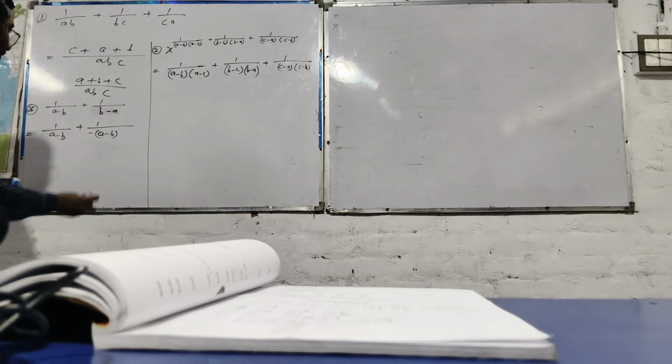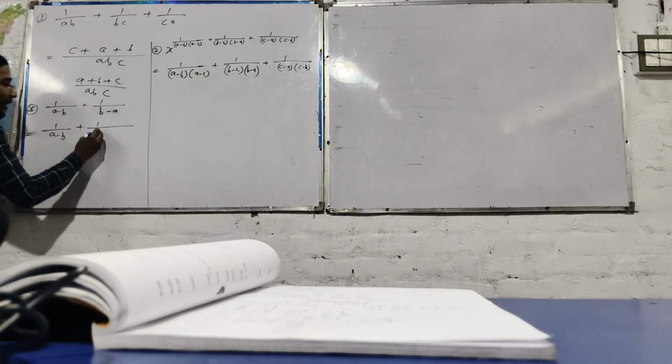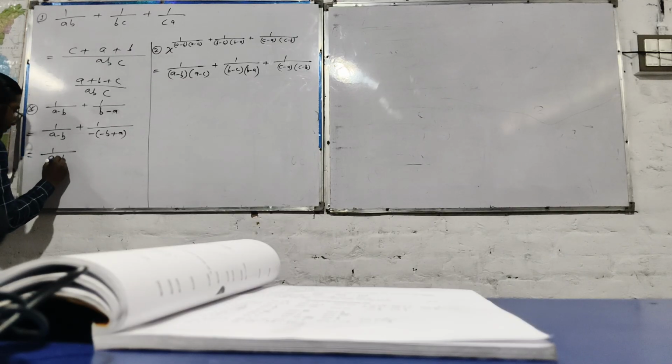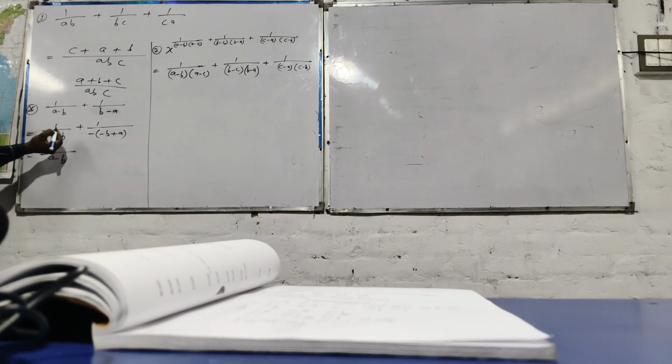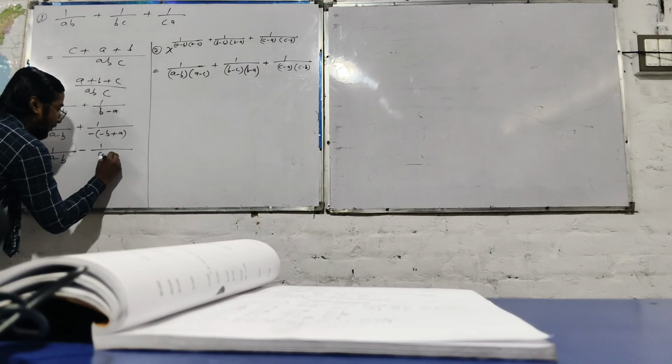In this time, if we take the minus common, what will happen? Minus B plus A. What will be? I can do this. Now, 1 by A minus B. I told you, this plus and minus will multiply to each other. Plus and minus, what will happen? Minus 1 by A minus B.